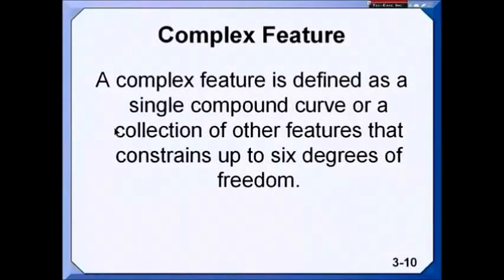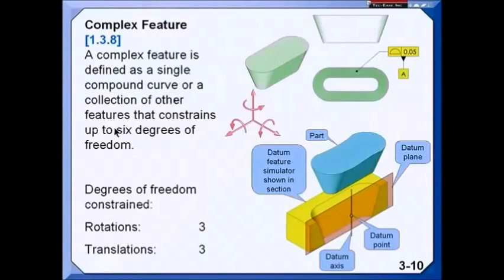And the last category we're going to talk about are the complex features. Now, a complex feature could be some very complex curve that could constrain all 6 degrees of freedom. Or it could be something as simple as this shape, which also constrains all 6 degrees of freedom. So if I have this called out as a primary datum feature, there wouldn't be a secondary or tertiary datum feature because there'd be nothing for them to do.